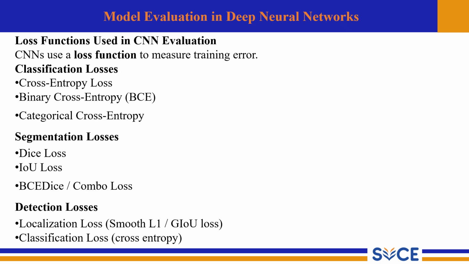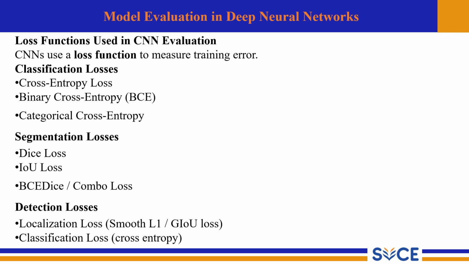CNNs rely on loss functions to measure training error and guide weight updates. Different tasks use different losses. First one is classification loss. Binary cross entropy, BCE, for binary classification. The next one is categorical cross entropy for multi-class classification. And general cross entropy loss measures the difference between predicted probabilities and true labels.